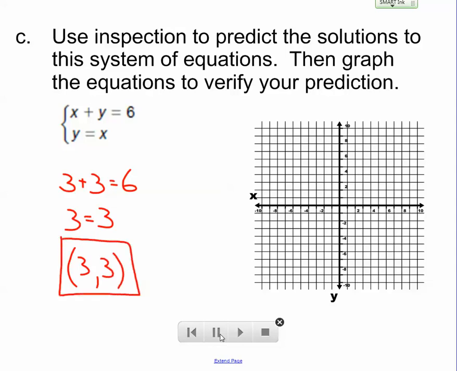Now let's graph these two equations to make sure. On the first equation, the x and y-intercepts are both 6. Draw a line through those two points. And on the second equation, the y-intercept is 0 and the slope is 1, so I'll go up 1 over 1, and draw a line through those points I made. I only really need 2 points to make a line, but you'll see where these two lines intersect each other. They intersect each other at the point 3, 3.